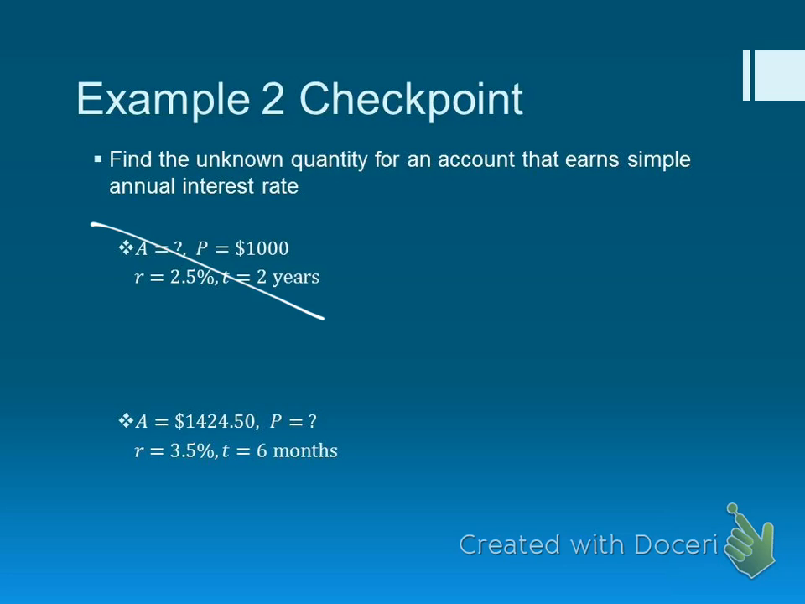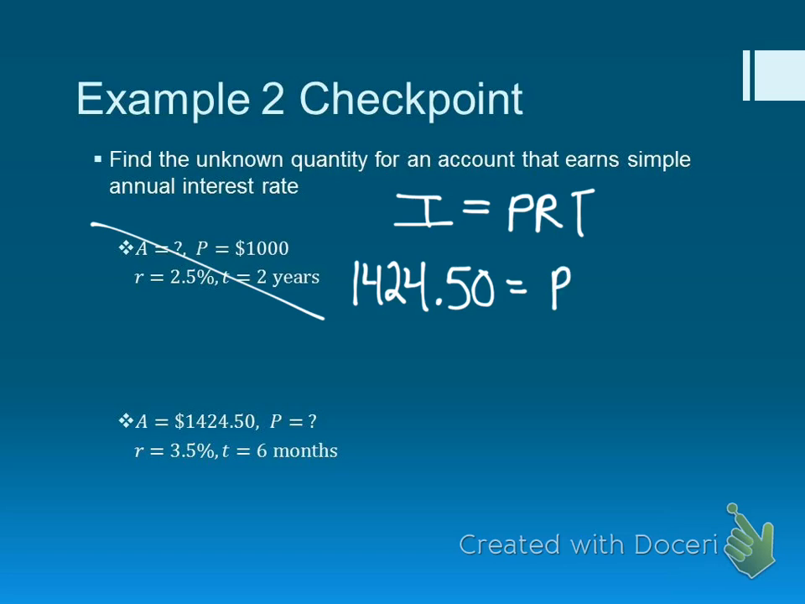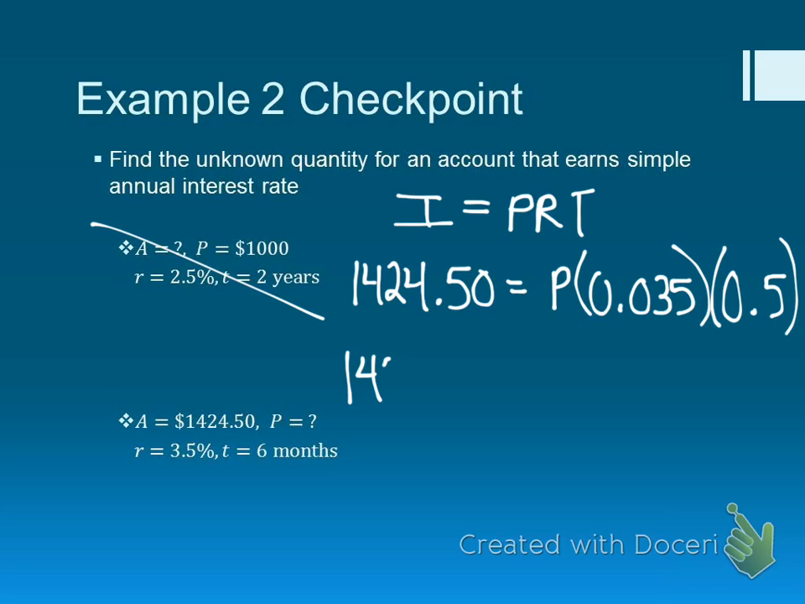All right, I equals PRT. All right, what do we plug in for I? 14, very good. 1424.50 equals don't know P. What's my rate? 0.035. And what's my time? 0.5. Did you do 0.5? Yes. All right, it's not 6 because remember we have to write it in terms of years. All right, so what's 0.035 times 0.5? 0.0175. Very good. Okay, so we're going to leave that long decimal for now.